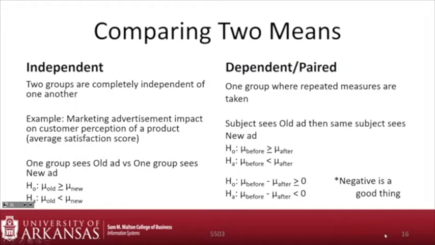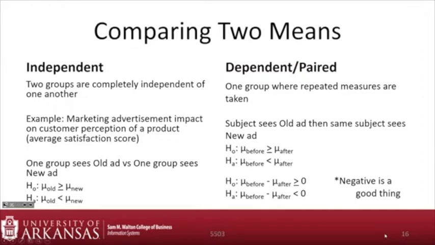So last time we talked about independent t-tests. The two groups are completely independent of one another. You guys had that as a question on your quiz that was due today. So we can look at one group gets our old ad, one group gets our new ad, and we can see if one group is better or less than, greater or less than the other.